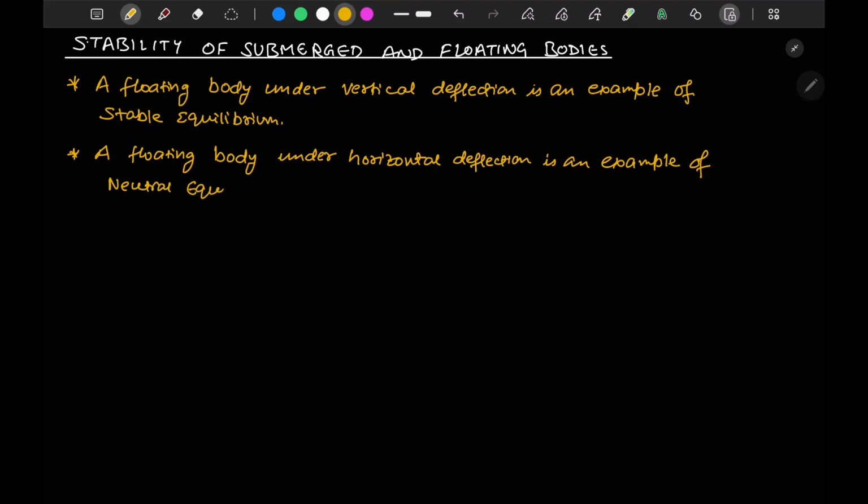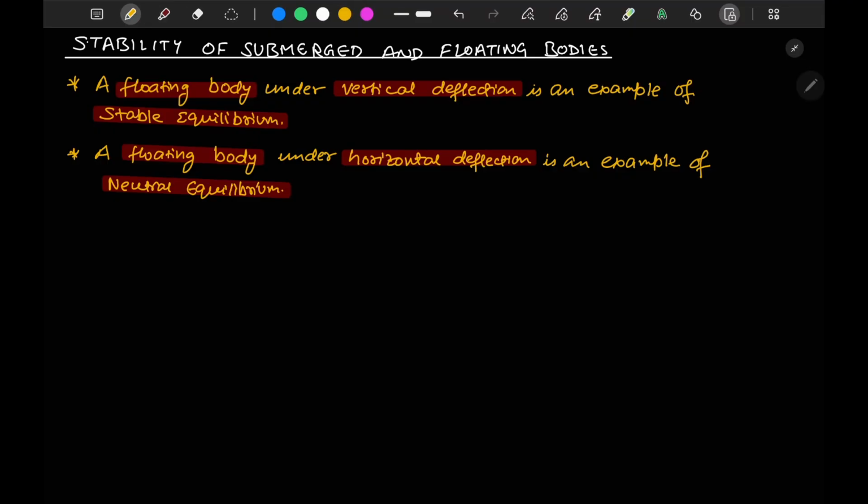Neutral equilibrium. Okay, so let me highlight this portion. A floating body under vertical deflection is your stable equilibrium, and a floating body under horizontal deflection is your neutral equilibrium. I hope you get this point now.